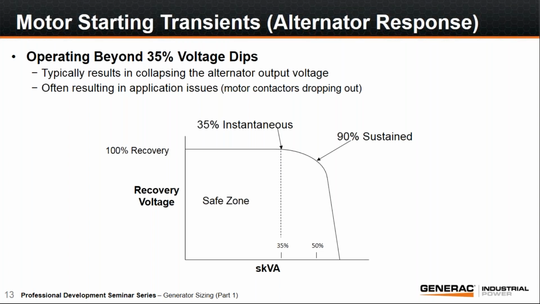That magnetic field is being compressed so much by the large SKVA that you're not going to get much of a recovery. So if you inadvertently have a little more than what you estimate, it's really going to recover quite poorly.